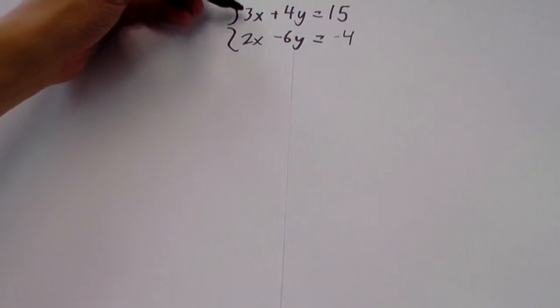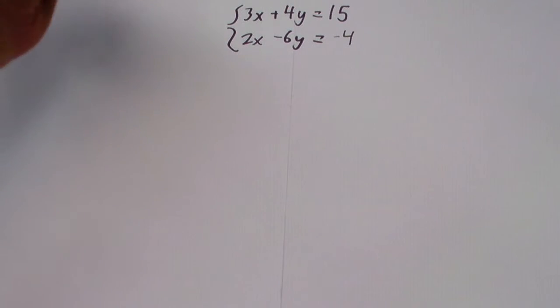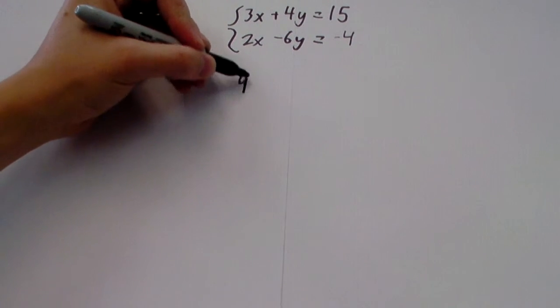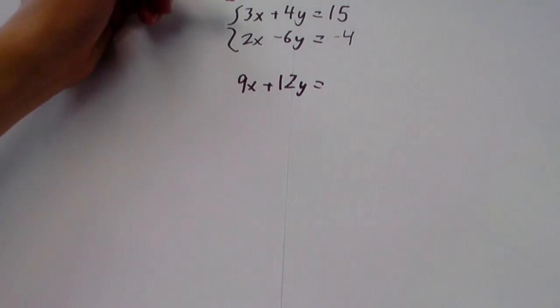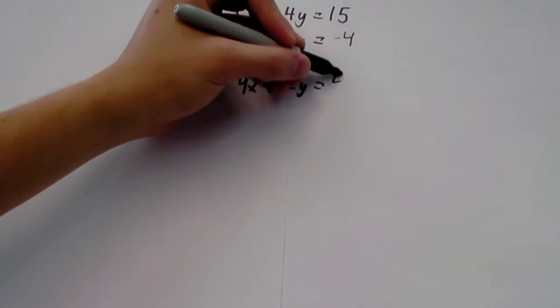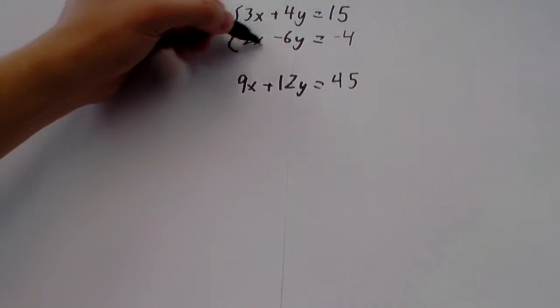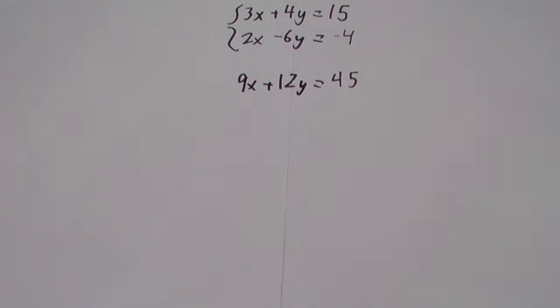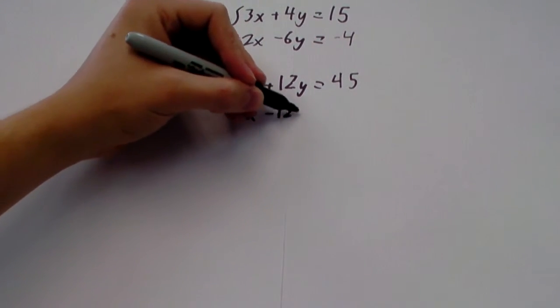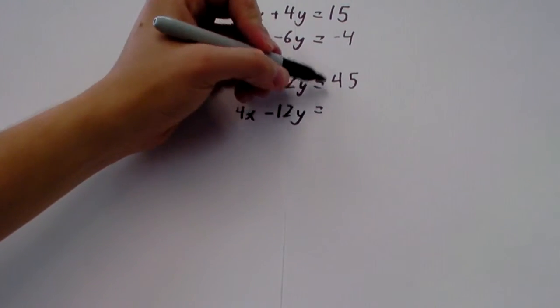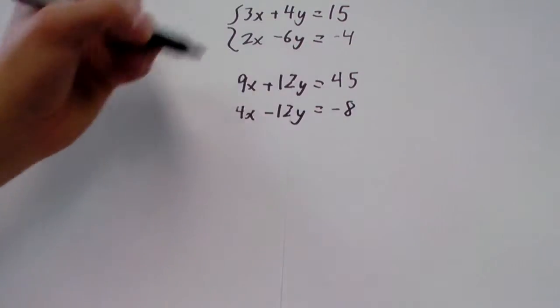So if this equation is true, we should be able to multiply everything by 3 and get an equation that's still true. So 9x plus 12y equals, let's see, 45. And then if this equation is true, we should be able to multiply everything by 2 and get an equation that's still true. So 4x minus 12y equals negative 8. All right.